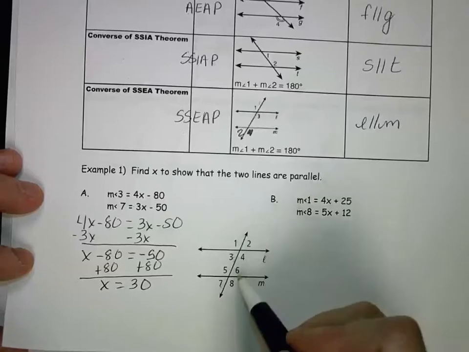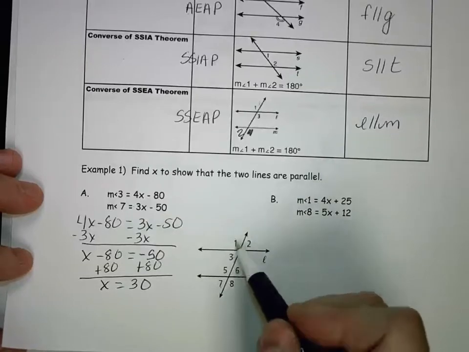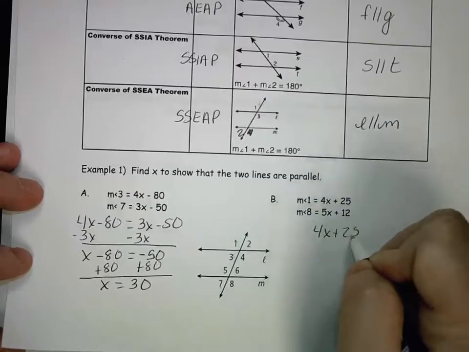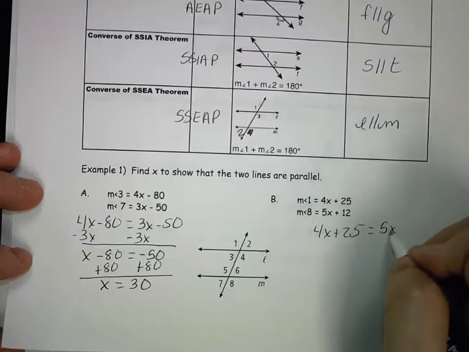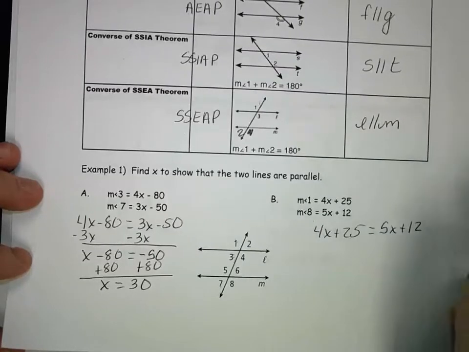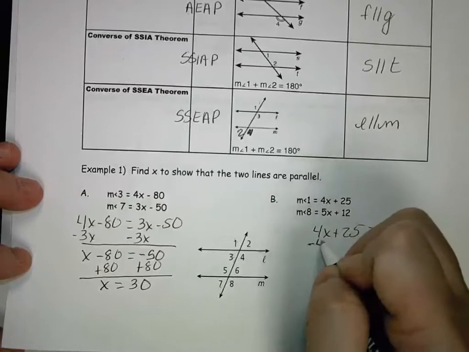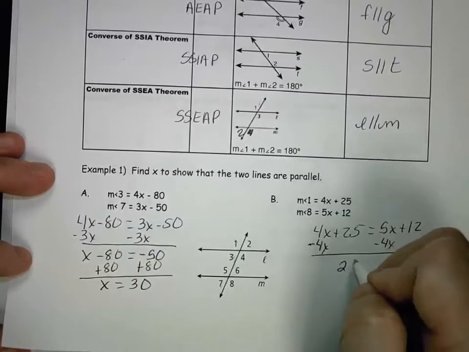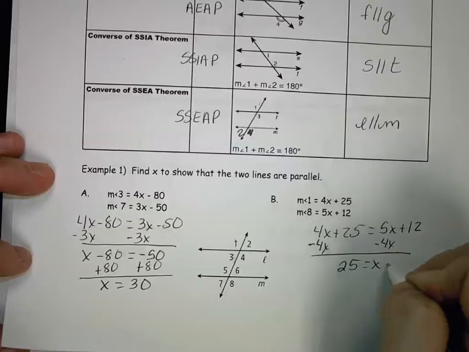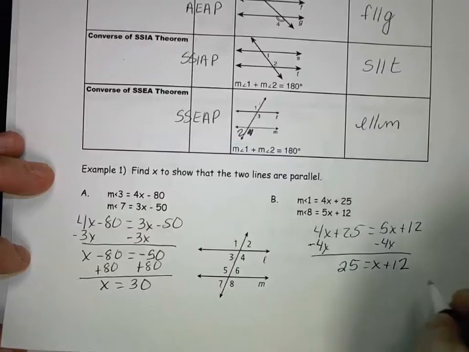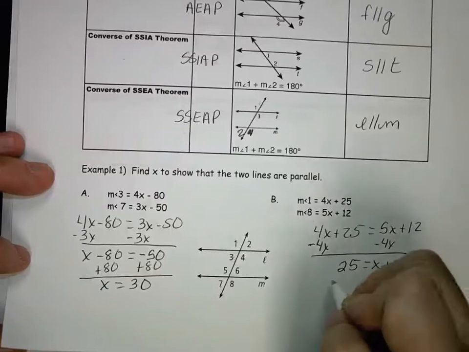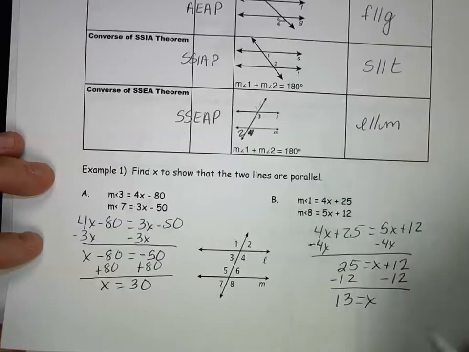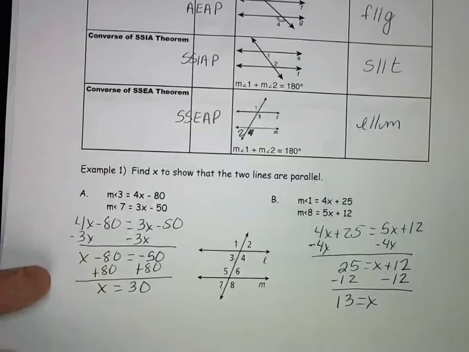Letter B, 1 and 8 are alternate exterior angles. So if those alternate exterior angles are congruent, that means the lines are parallel. So we subtract 4x from both sides, and that becomes 25 equals x plus 12. Subtracting 12 from both sides, x equals 13.